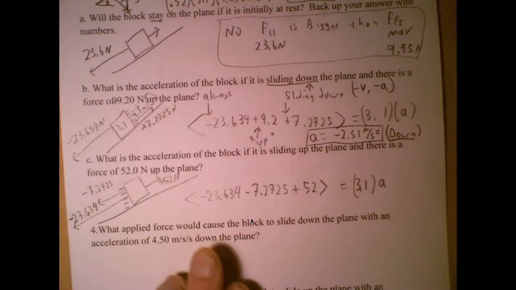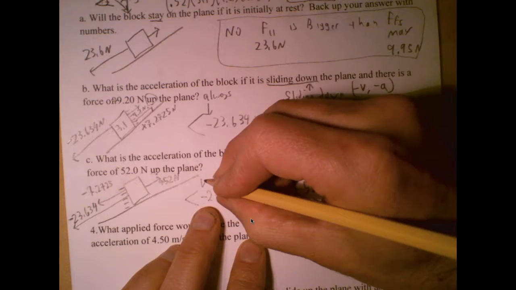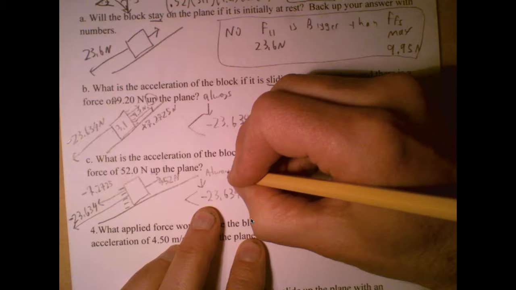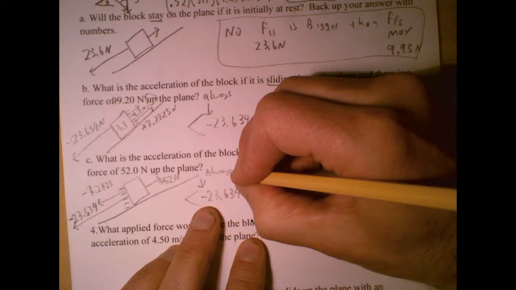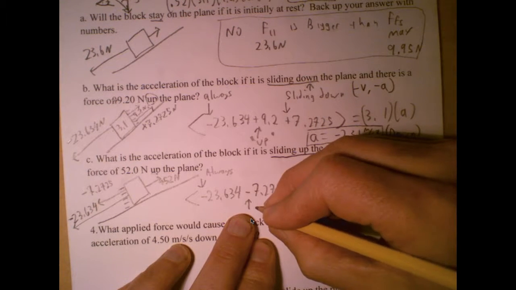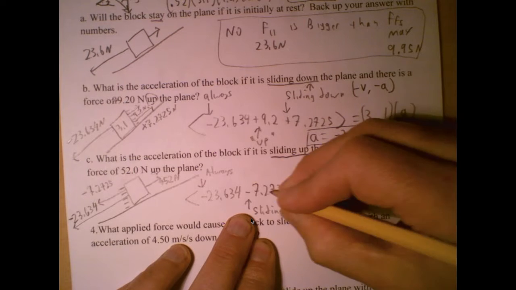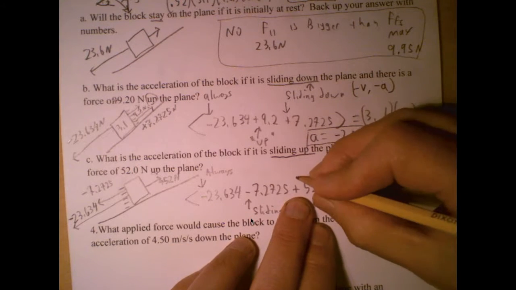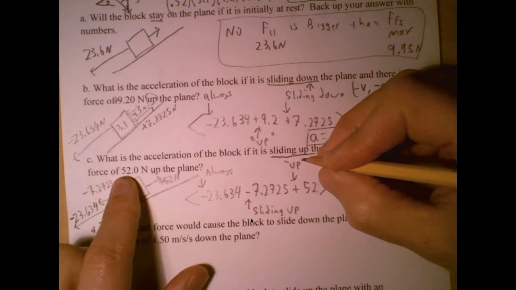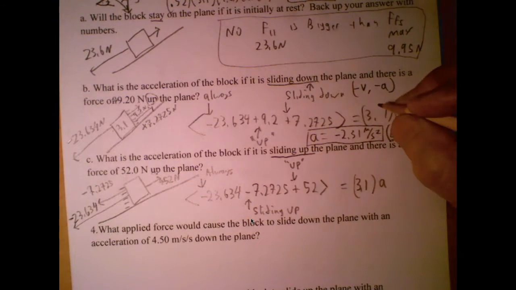times A. Okay, so again, this guy is always down the plane. This is negative because we're sliding up the plane. If we're sliding up, this guy's down. This guy's positive because of the word up. Okay, it's pretty straightforward. When I give you outside forces, I'll just say, are they up or down the plane? Okay, now we're all set.